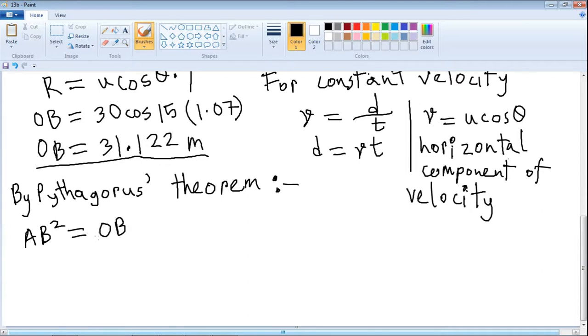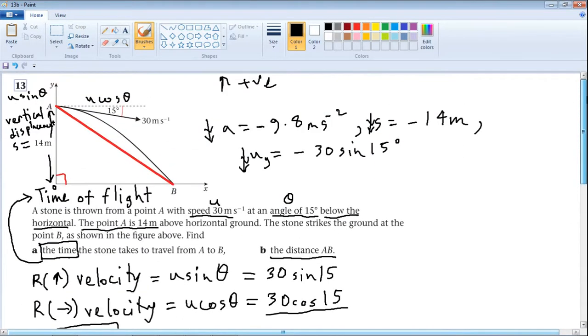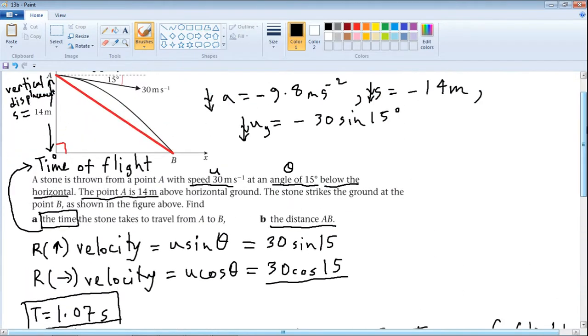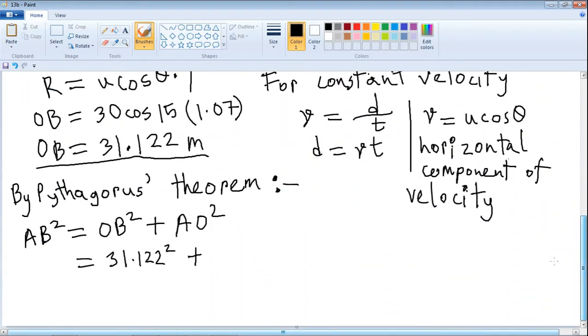AB square is equal to AO square plus OB square. Now let us substitute the values. OB is 31.122 whole square plus AO square, which is 14 meter.